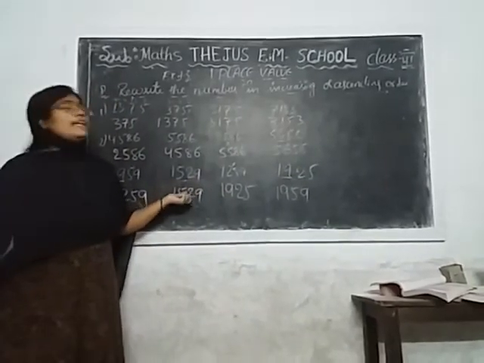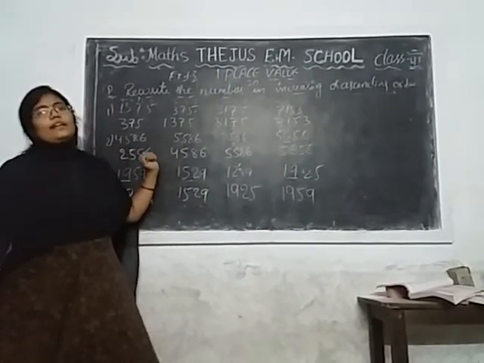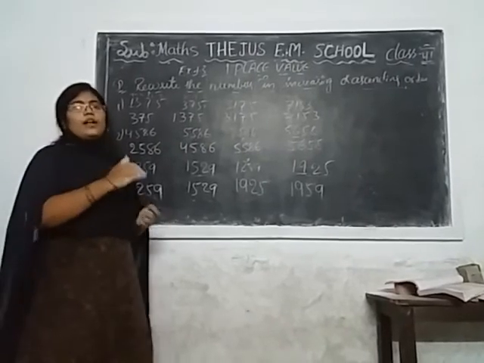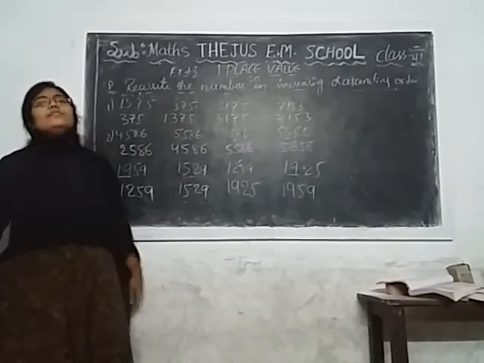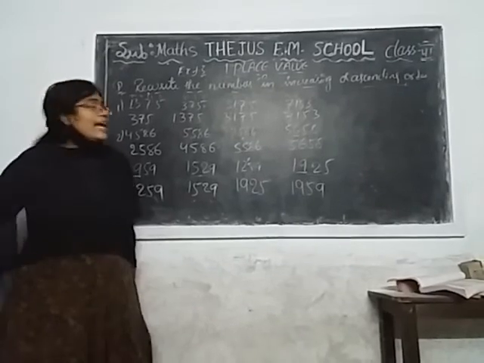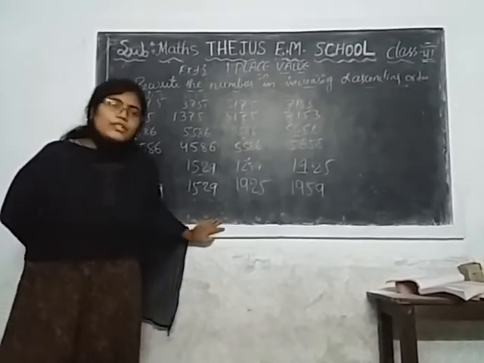Okay children, in the next class we will discuss the descending order. Descending order means biggest number to smallest number. How to write the biggest number to smallest number. Okay, thank you children, note down this one. We will get back to you in the next class.